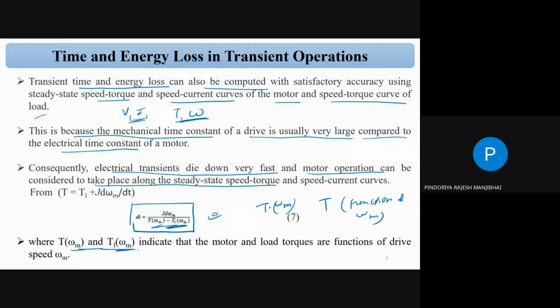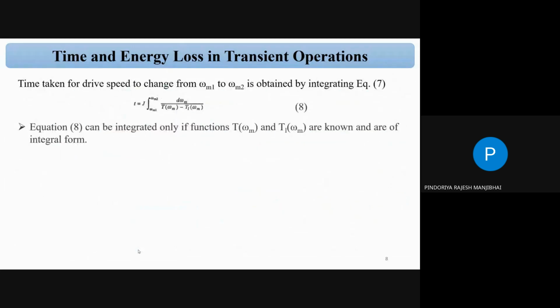Okay, now, any more confusion in this equation number 7? Now it is the last step to calculate the energy. We have to calculate the area. Okay. And how can we calculate the area? We just have to take the integration.